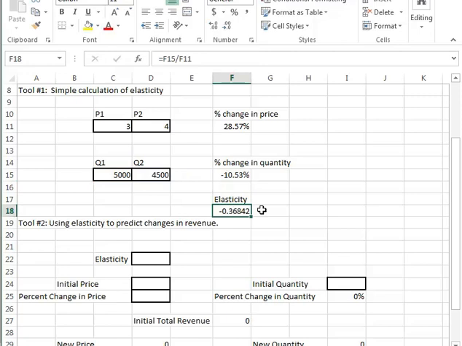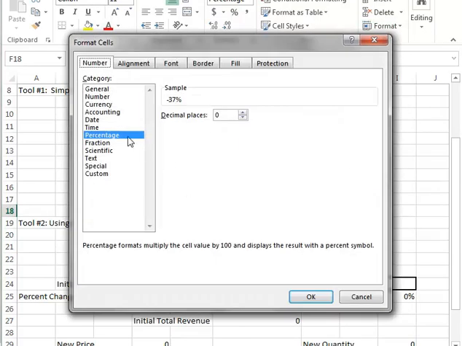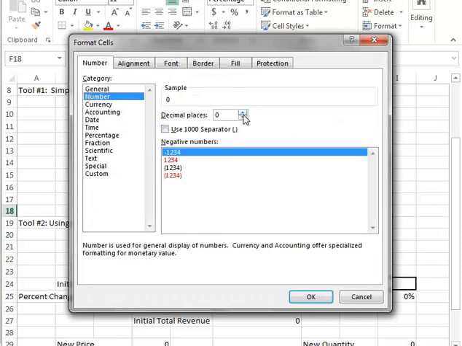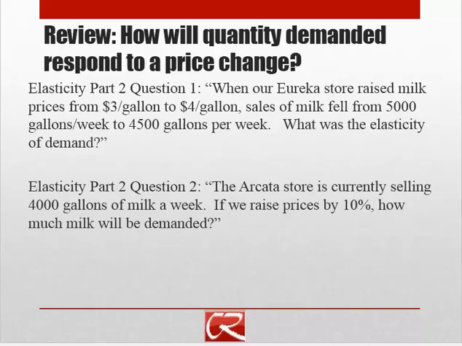The actual elasticity is percentage change in quantity over percentage change in price, and that's exactly what I've done here with this formula. So this is our elasticity number, and that should not in fact be formatted as a percent. Let me make that a normal number again. We want just a regular number. Okay, thank you. So we've got our estimate in this first problem of what the actual elasticity is.